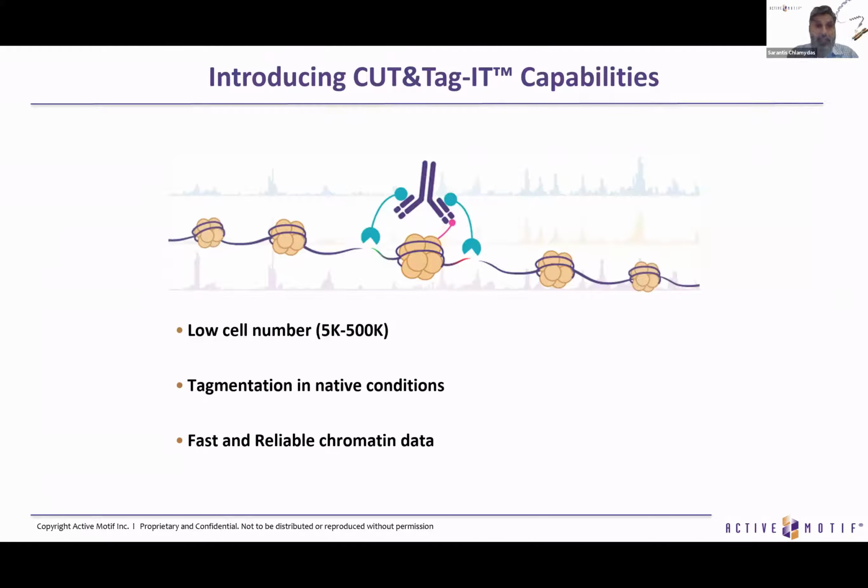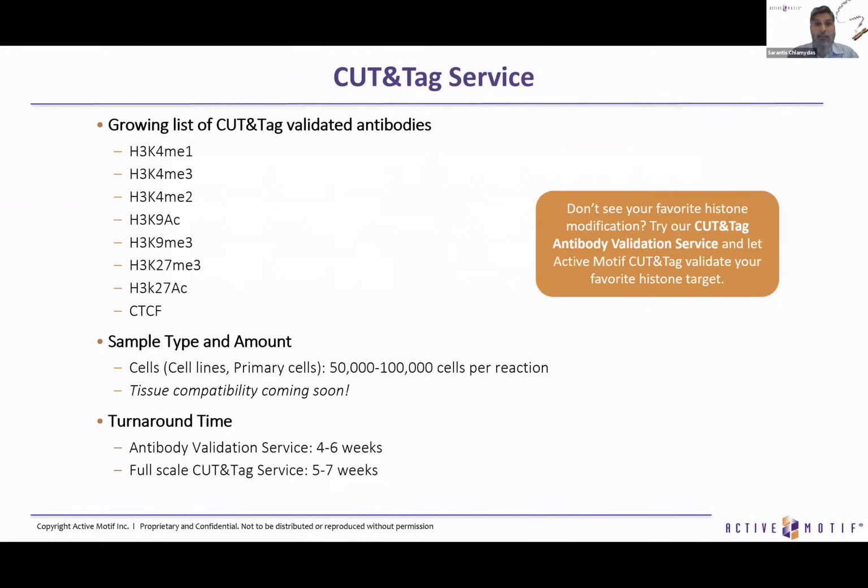Our capabilities include the kit that I described before. We go down to 5,000 cells. There is documentation in native conditions, and we get fast and reliable chromatin data. But we also provide end-to-end services.